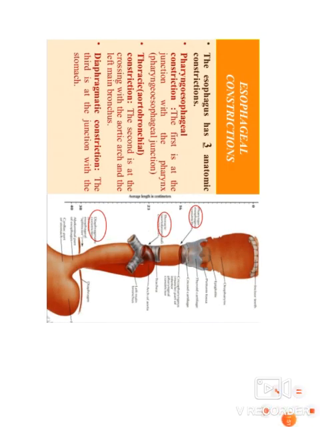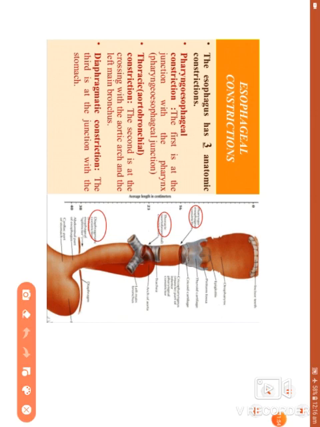Then here you can see the constrictions of the esophagus. The esophagus mainly shows three constrictions. Here this is the thyroid cartilage. Here there is the cricoid cartilage, where it begins, and it shows some narrowing. That is the pharyngoesophageal constriction.